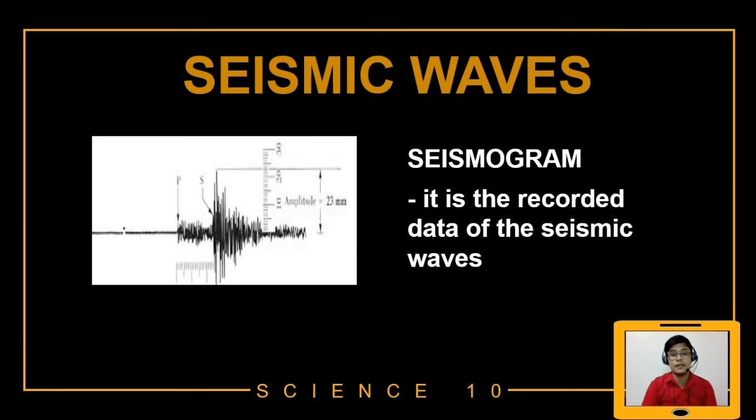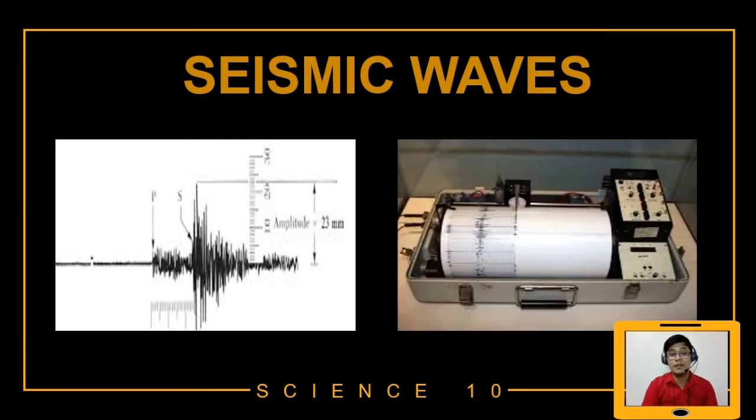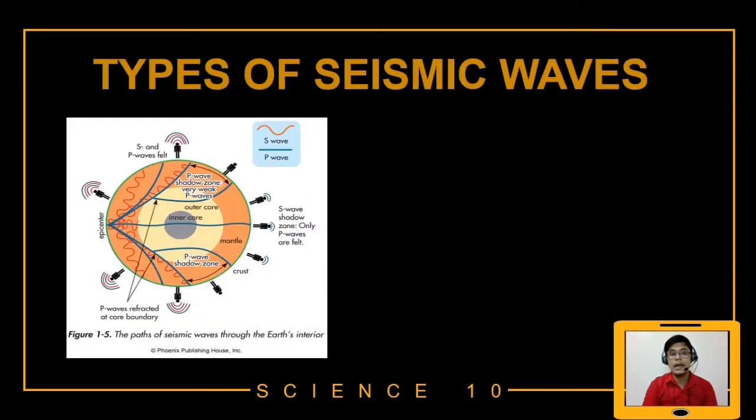about earthquakes. And just a recap, we have here the seismogram, and we have the seismograph, and inside the seismograph we have the seismometer. Seismometer is a highly sensitive instrument that detects the seismic waves, wherein on the other hand, the seismograph is the one that records, and after it records that, we will have a seismogram. And let us have now the types of seismic waves.